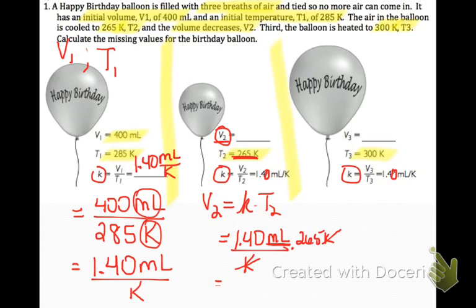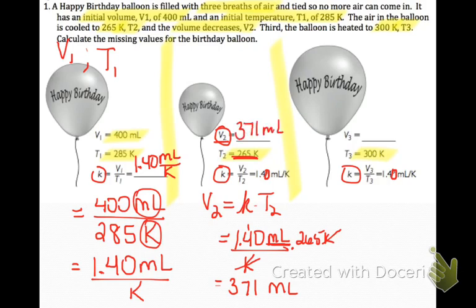So punch 1.40 times 265 into your calculator, and we should get 371 milliliters. We want to keep to 3 significant figures, so this K value is 3 sig figs, and our temperature is 3 sig figs as well, so our final amount should be 3 sig figs. So V2 is 371 milliliters.